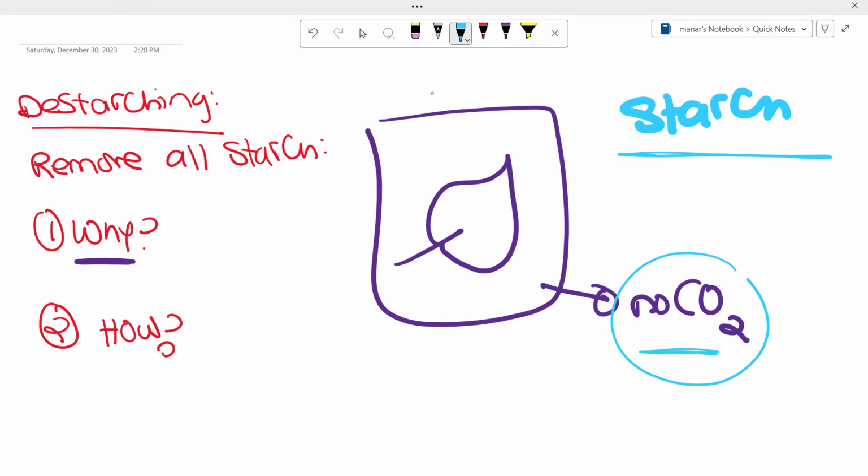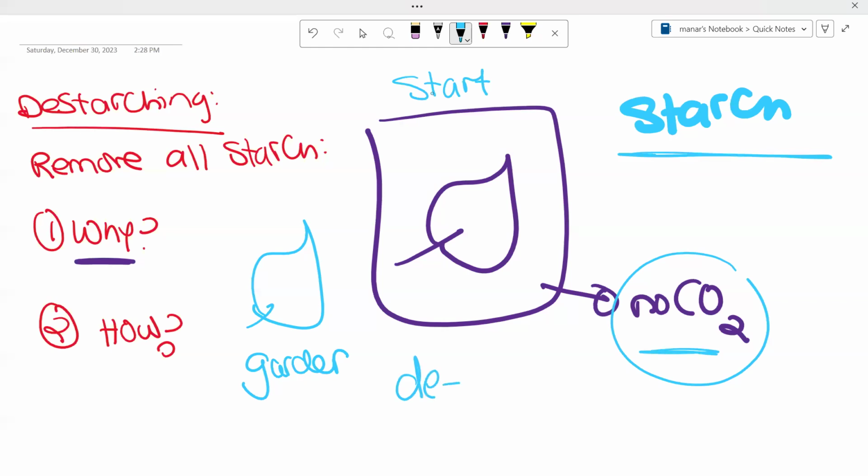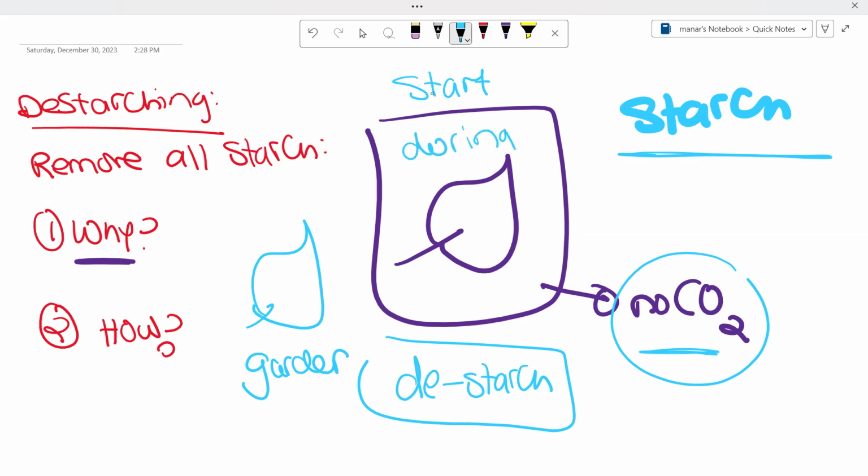But I already took this plant from my garden. This plant already had starch. So before I start my experiment, I have to do what? I have to de-starch my plant. I have to remove all the starch and then do the experiment and then do the test to see if starch was produced during my experiment or not. Because if I do not de-starch my plant, every time I'm going to receive positive results.